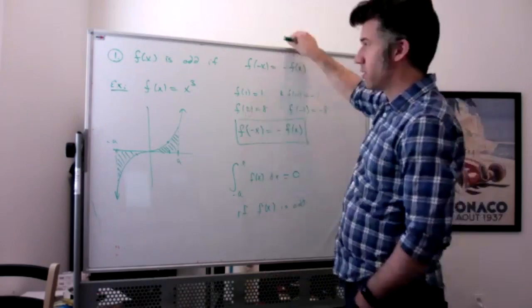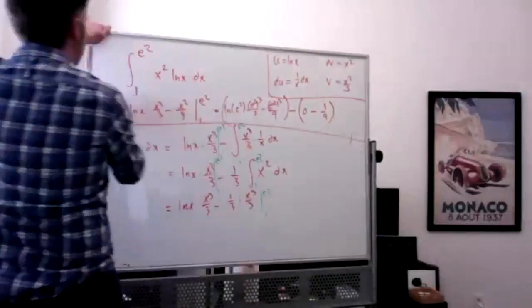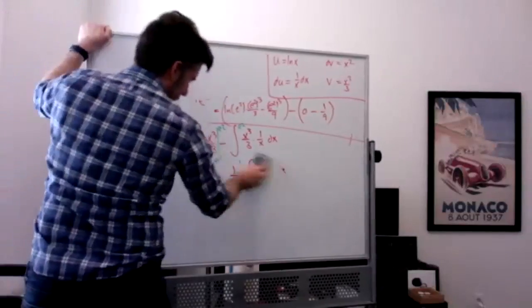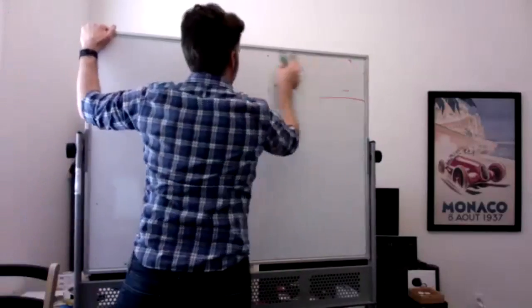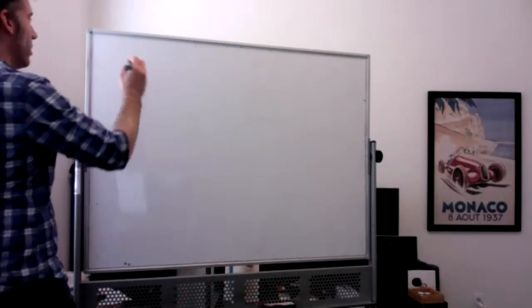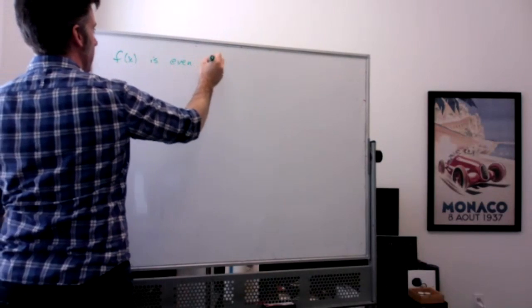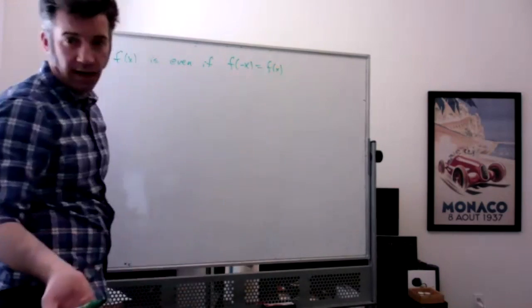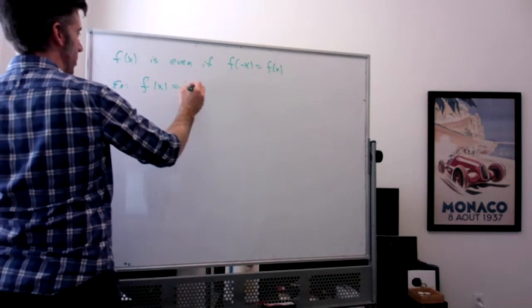Great. On the other hand, there are also even functions. So I will say, as far as integration is concerned, the odd function criteria is a lot more useful. The even function thing is still useful, but not quite as much. So we know that f of x is even if f of negative x equals f of x. Classic example, f of x equal to x squared.